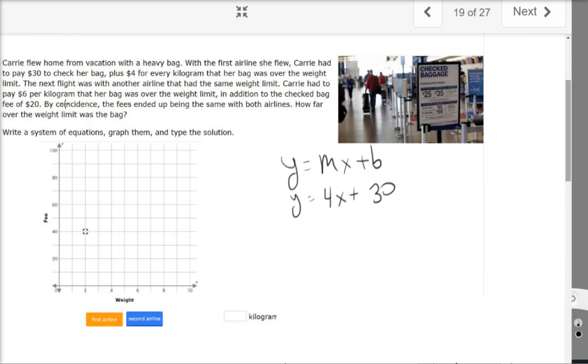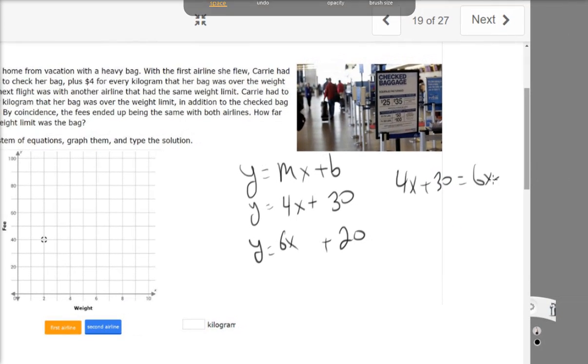Carrie had to pay $6 for each kilogram that her bag was over the limit, in addition to the check bag fee of $20. So the second equation is going to be 20 plus 6 plus 6 plus 6. So those are your two equations. By coincidence, the fees ended up being the same with both airlines. And then how far over the weight limit was each bag? So we're going to set the first equation equal to the second equation. So 4x plus 30, that's how much we're going to get charged, and the other one is going to be 6x plus 20.